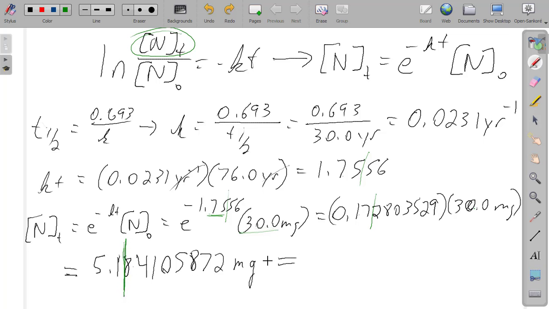So our final answer then is 5.2 milligrams, because that 8 changes that 1 into a 2. So the result of this is 5.2 milligrams of the cesium-137 remaining after 76.0 years. This concludes Lecture 1.